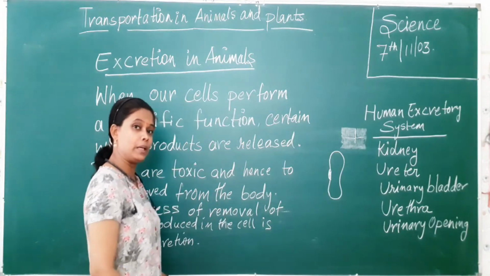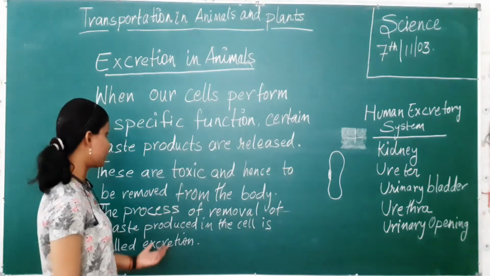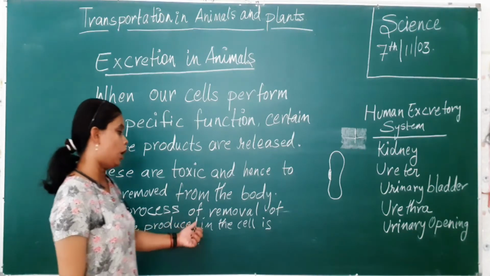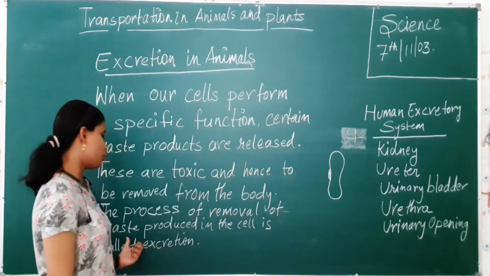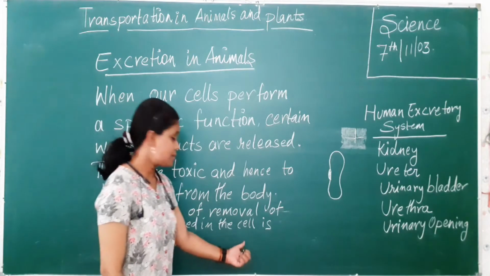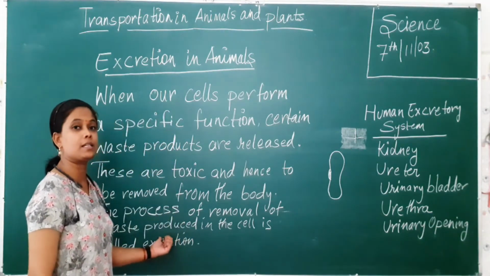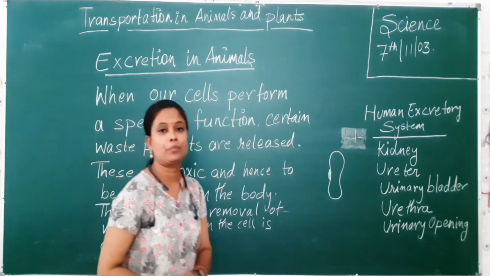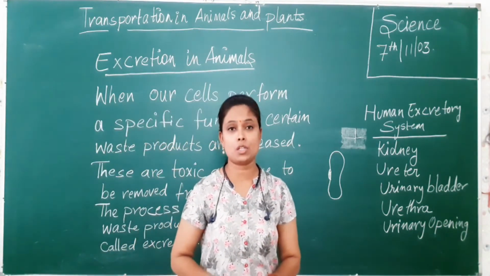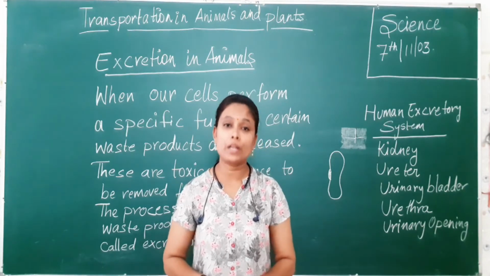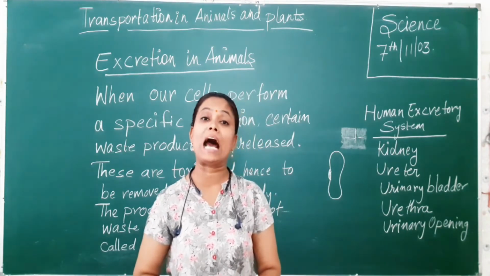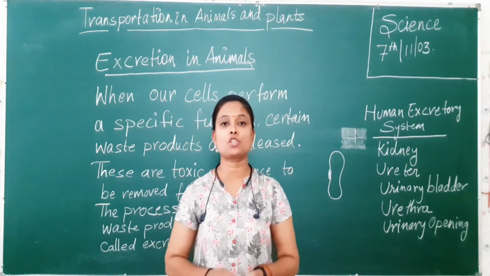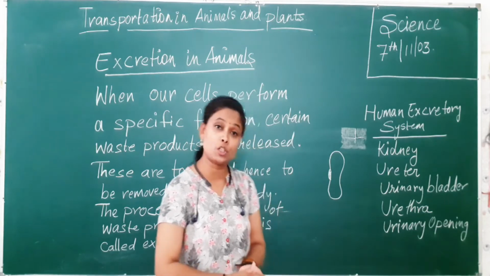So the same thing is happening in plants too, and in animals too. Let's see. The process of removing waste produced in the cell, which is toxins, is called excretion. The way through which the waste produced in the cell is thrown out from the body is called excretion. This process is called excretion.